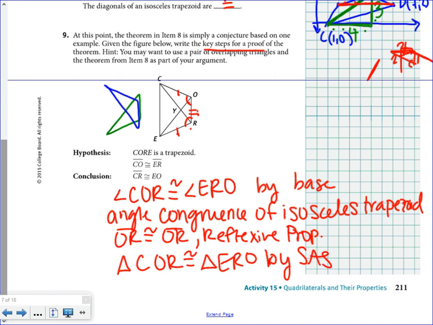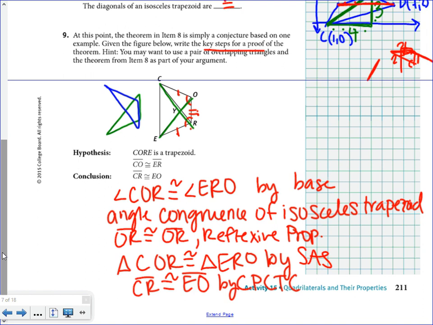And then that means that all of our corresponding parts of our triangles have to be congruent. So by CPCTC, CR has to be congruent to EO. And those are your diagonals in your figure. They're the longest sides of your triangles. And so, since our triangles are congruent, the corresponding parts are congruent. And that's what CPCTC represents. Corresponding parts of congruent triangles are congruent.